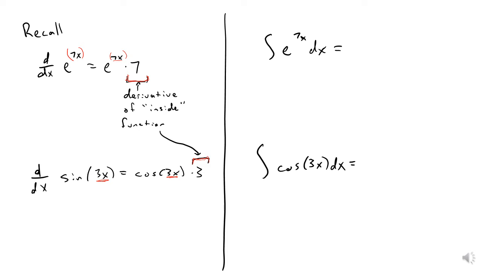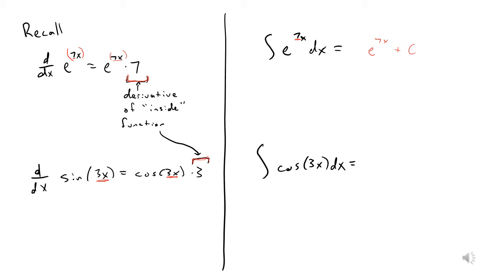So the integral of e to the 7x dx. If we think about our basic derivatives, we can kind of guess what the antiderivative here will look like. It's probably going to look something like e to the 7x. And don't forget we need a plus c on this. But just like with our derivative, we need some way of compensating for that 7 that shows up.